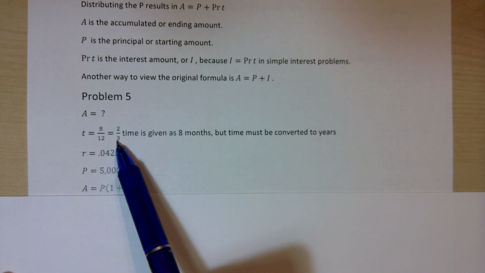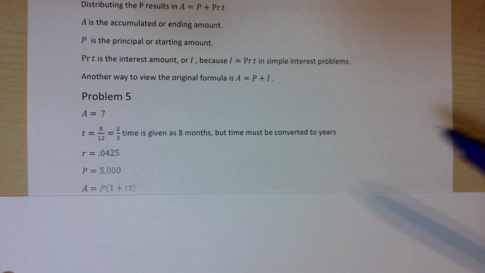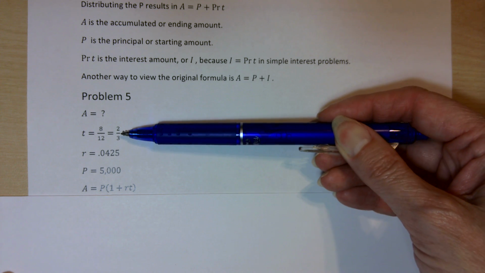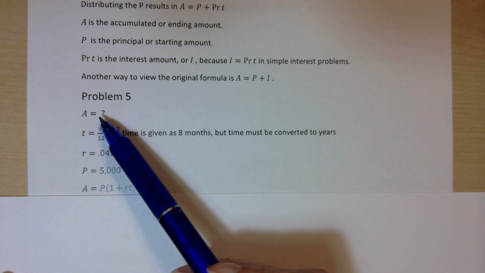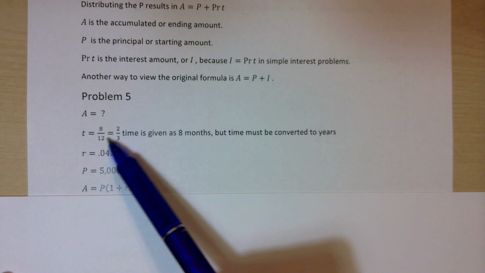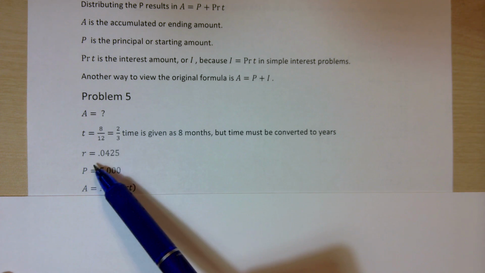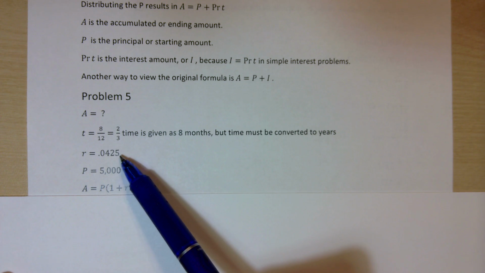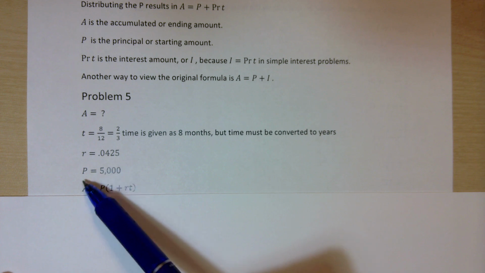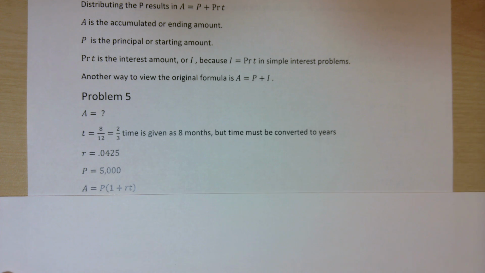That is not okay. Now, these things I wrote out in words here just for clarification. You do not need to write that on your paper. So A, we don't know. Time is either 8/12 or 2/3. Either one's fine. Convert the interest rate into a decimal number. The starting amount is 5,000. This is the formula we're using.